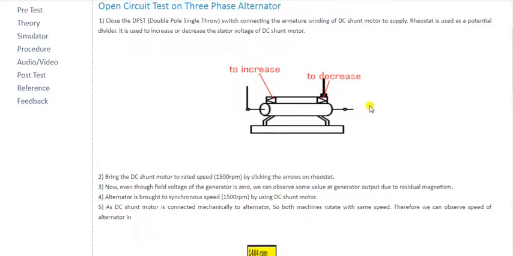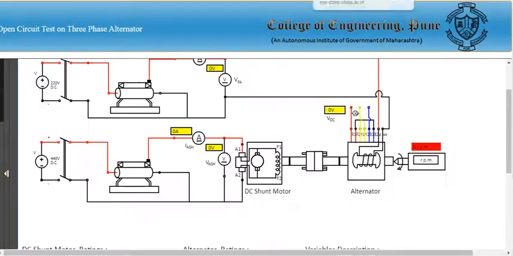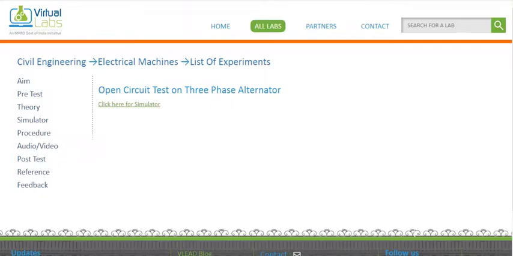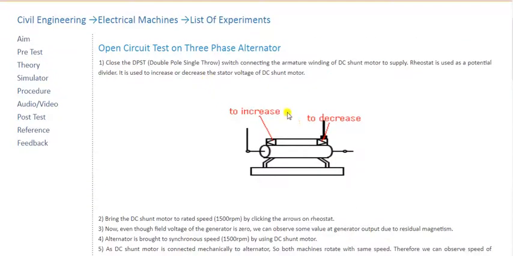Now we go directly to the simulation and see how it is performed. First of all, we see how it is connected. So what is the procedure? The first point is to close the DPST, double pole single throw switch, connecting the armature winding of the DC shunt motor to supply. The rheostat is used as a potential divider. It is used to increase or decrease the voltage of the DC shunt motor.